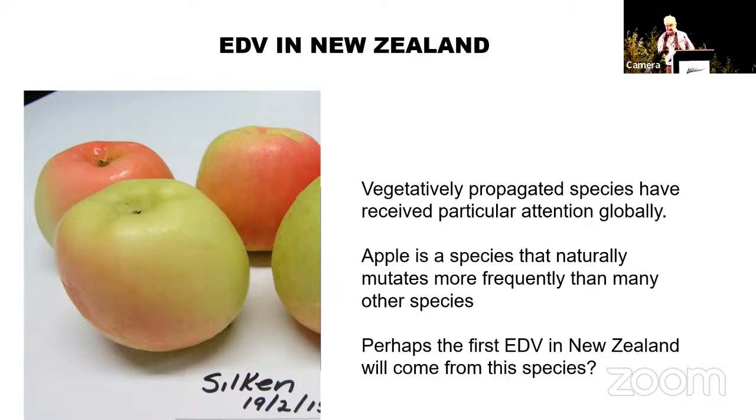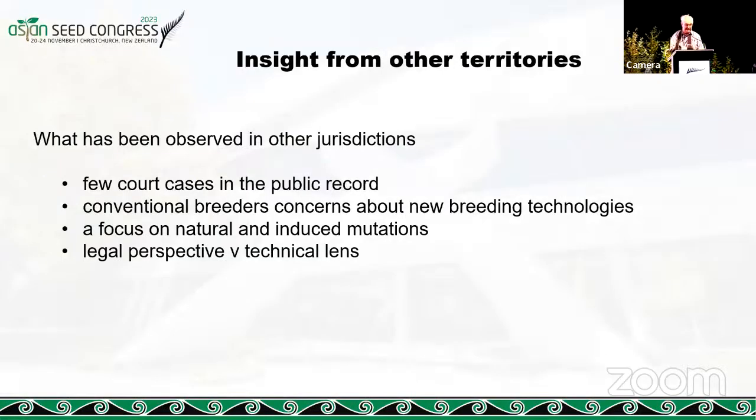So perhaps the first EDV, whenever that will be, in New Zealand will come from this species. And that is somewhat of a guess, but I think it perhaps has some probability. So what can we learn from other territories? Again, when you don't have experience at home, you've got to look elsewhere, as we have done working through our legislation.